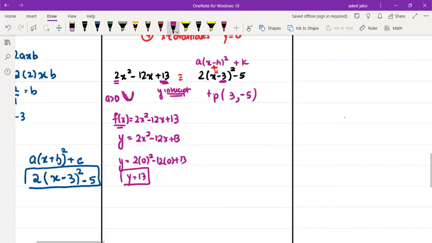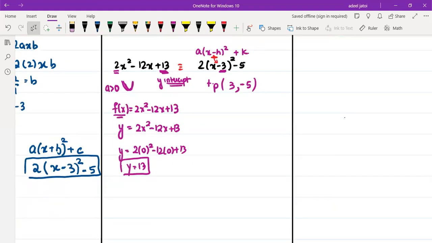y-intercept. Now, there are three things that were needed. One thing was 3, minus 5, which is your turning point. The y-intercept, and your A greater than 0. If required, the examiner will ask you to find the x coordinates in the question.